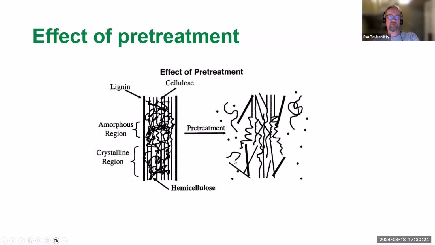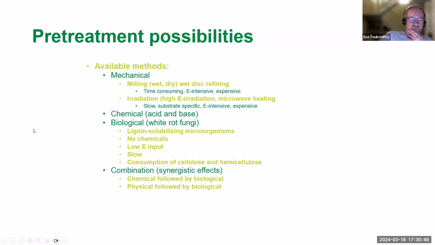So if the hydrolysis would be done without pre-treatment, the reactions would happen very slowly, and also the majority of the material would probably not react at all. So that's the aim in this pre-treatment of woody biomass.